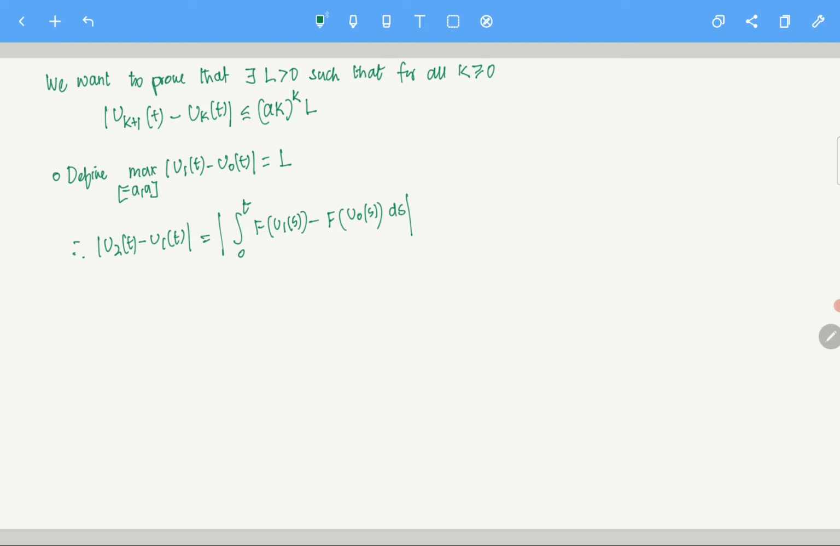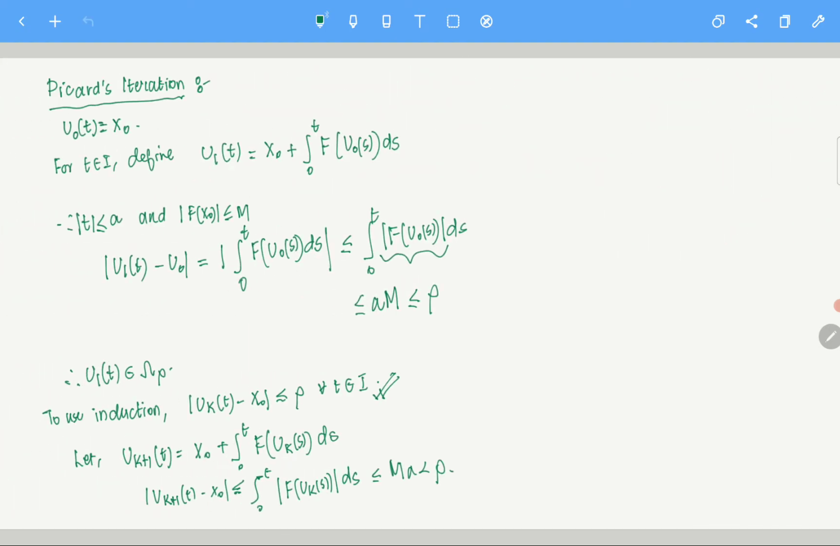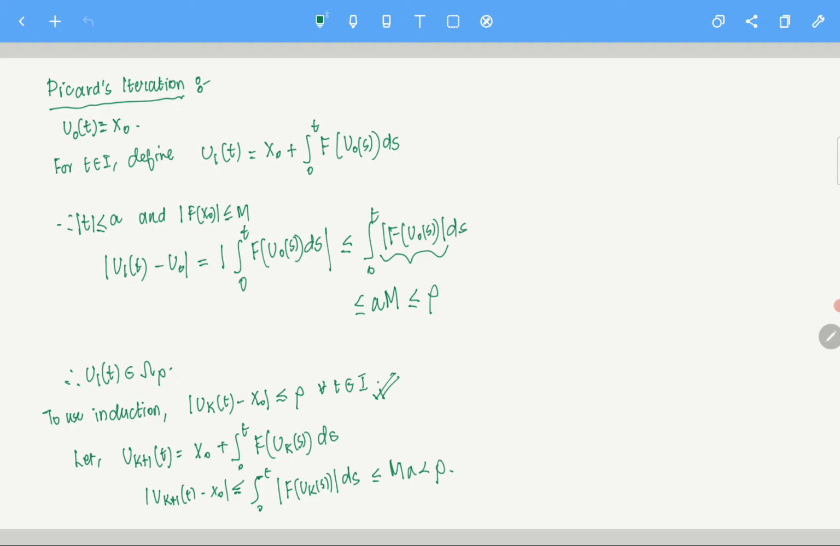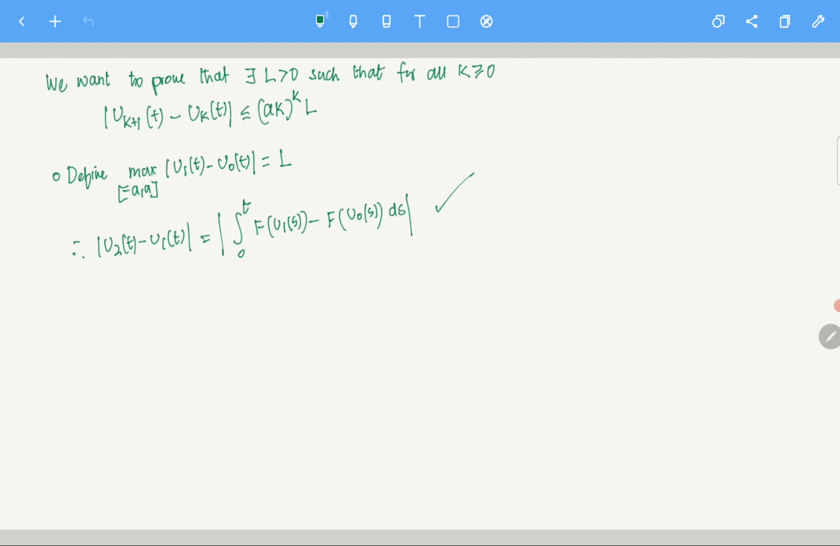Now we will use something about F. Up till here we did not use any property of F except that it is continuous, because we were just using the maximum. For this property to hold, we only need continuity. A continuous function on a closed bounded set attains a maximum, and that is what we are using here. Up till here we did not use any Lipschitz continuity, only continuity.